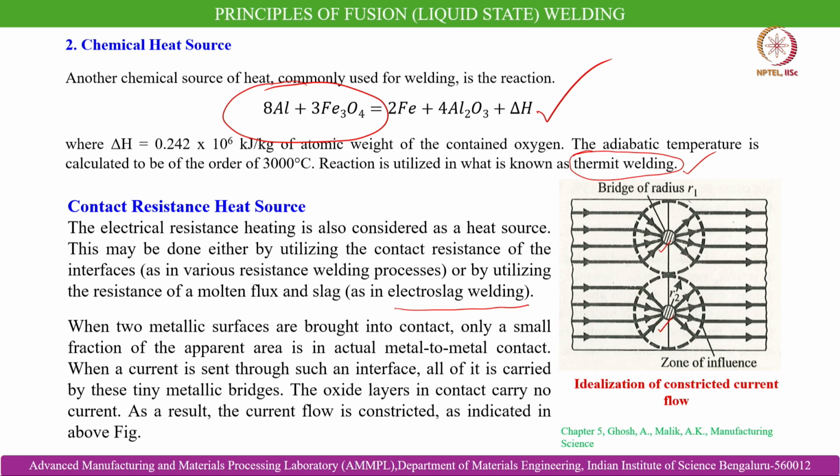So, the oxide layers in contact carry no current. It is only those locations of contact which are responsible for transport of the electricity or the current. As a result, the current flow is constricted. It is constricted because the current is only allowed to flow at the marked points where the metallic bridges are formed, where the metal to metal contact is established, and not in other regions because of the presence of the oxide layer on the surface. That is why we are calling the current flow constricted.